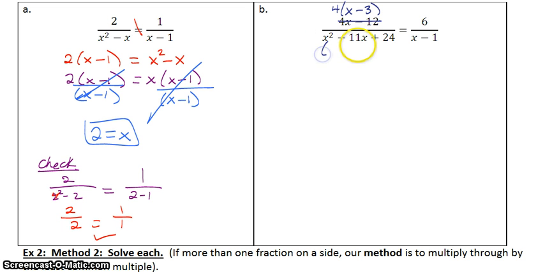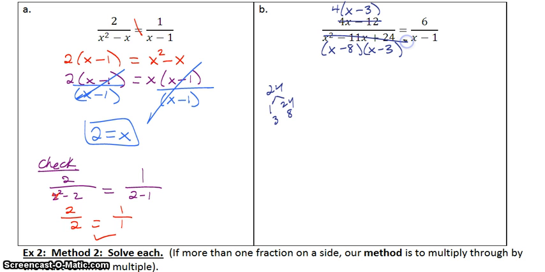This one is a trinomial, so I'm factoring it into 2 binomials. I want two things that multiply to be 24, but add to be negative 11. So multiply to be 24, but add to be negative 11. It's 3 and 8.